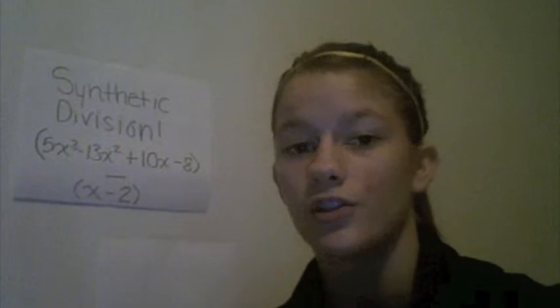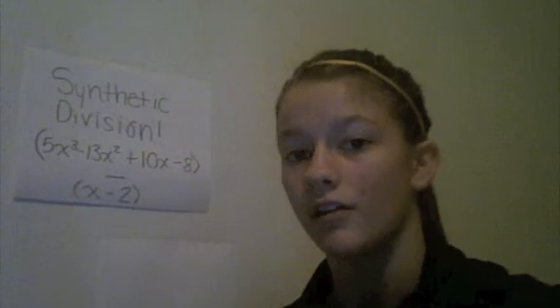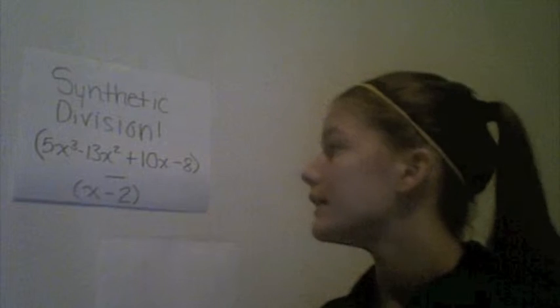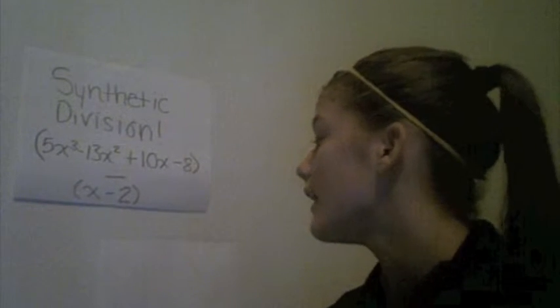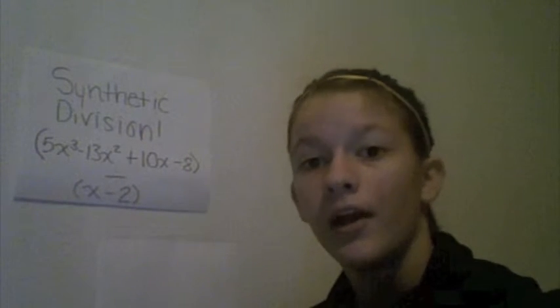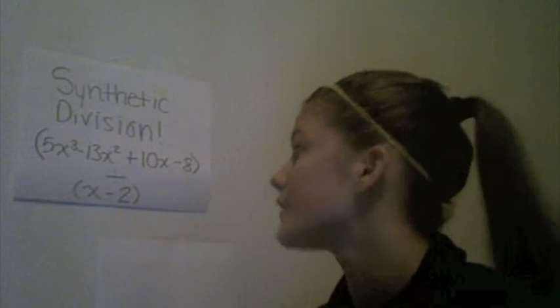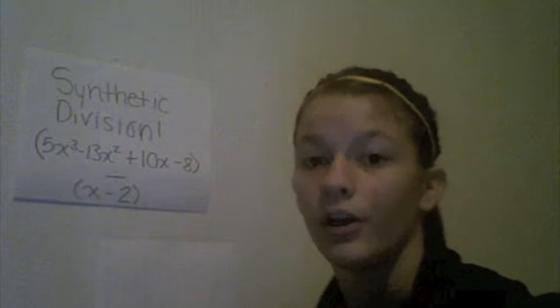So now I'm going to show you an example using synthetic division. And my example is 5x cubed minus 13x squared plus 10x minus 8 divided by x minus 2. And this problem will be easy because all my exponents are put in order, and so I won't have to use any placeholders.